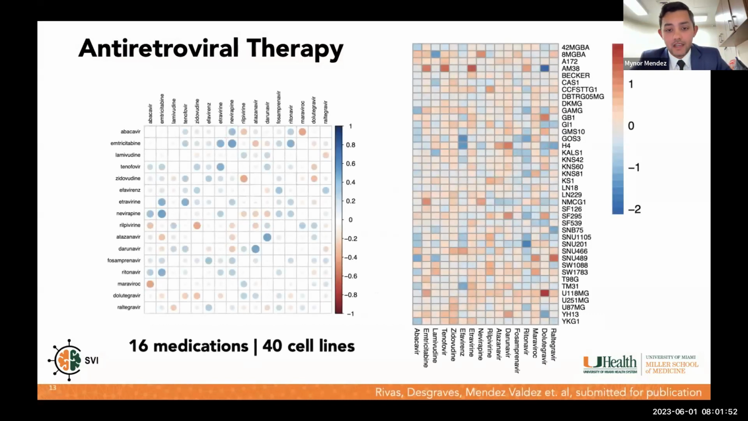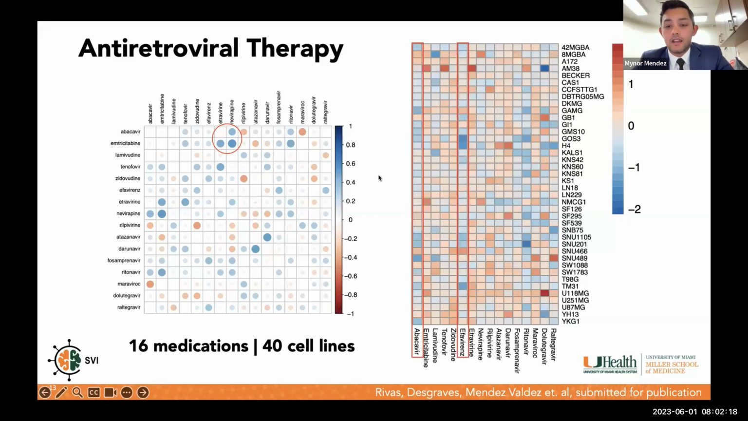And so we began by looking at 16 medications and 40 different cell lines using the DepMap online portal. And here on the left circle, you can see that these medications tend to work and have an inhibitory effect on a similar population of established GBM cell lines, while other medications here in this orange red seem to work on completely different cell lines.